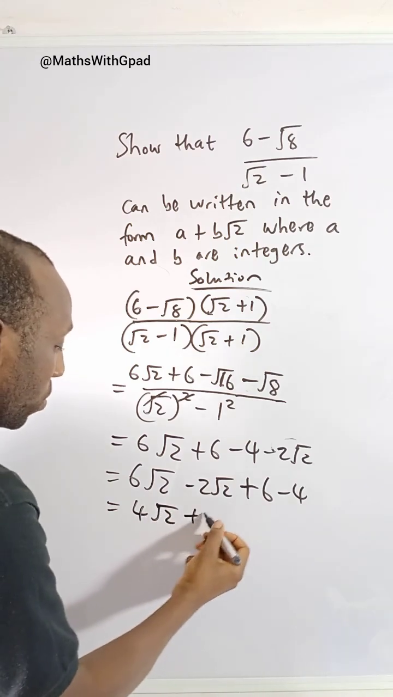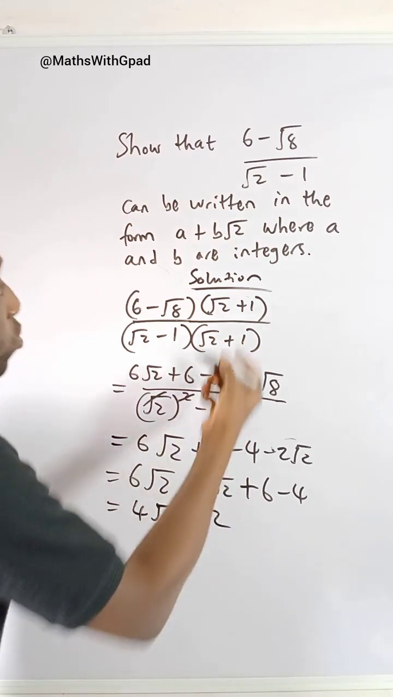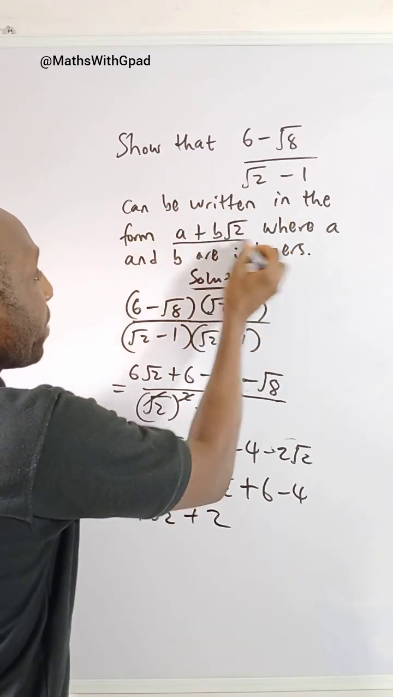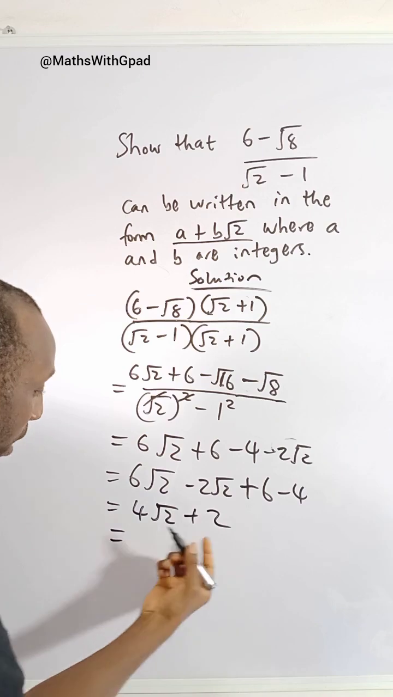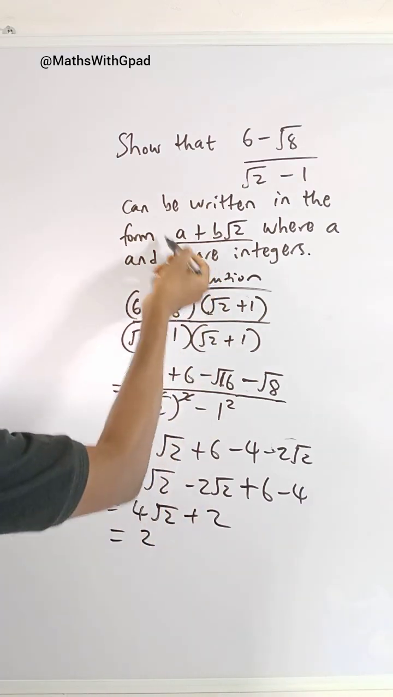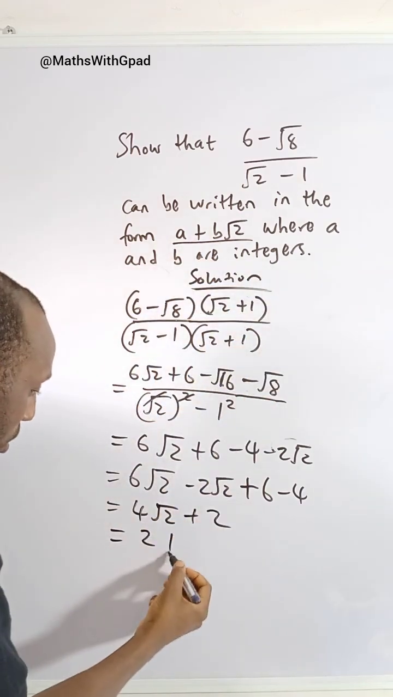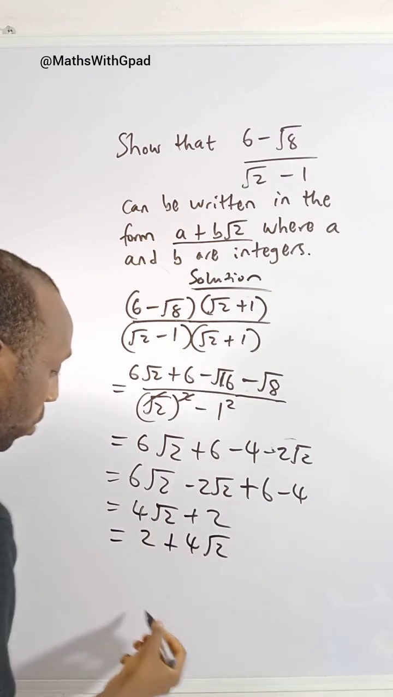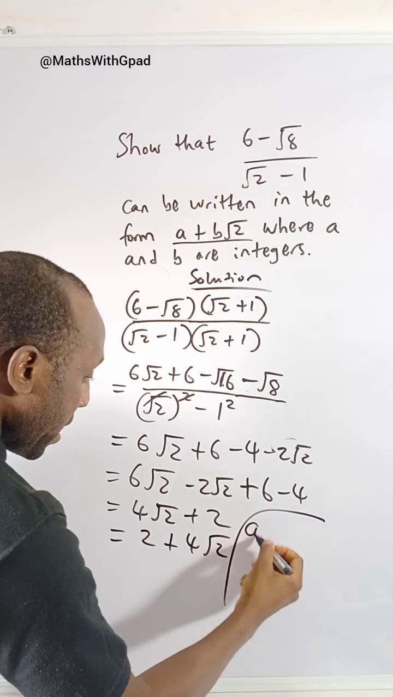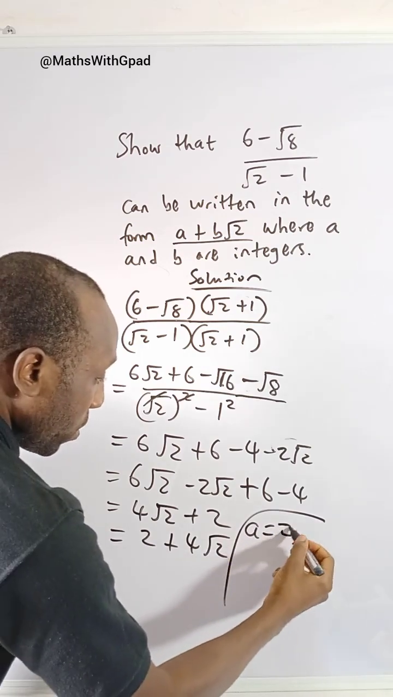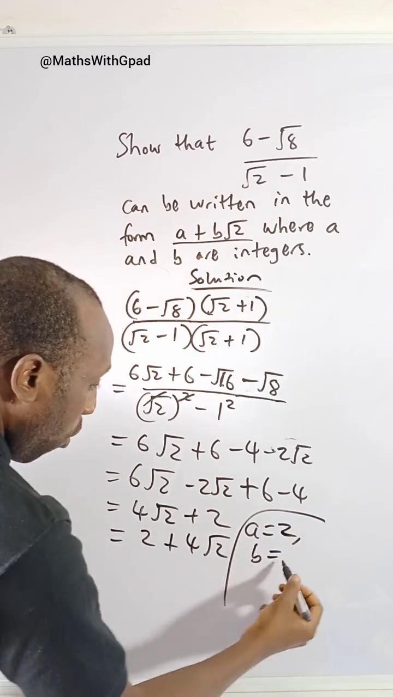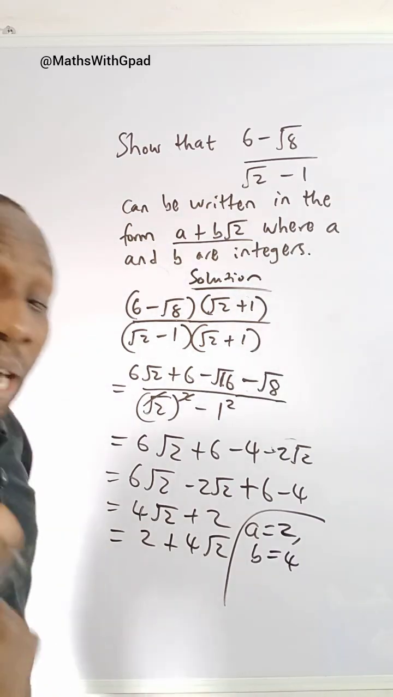6 minus 4 is 2. So this is the result you get when you write it in this form, a plus b root 2. But finally, we'll just write 2 first, because we have a, which is an integer, then plus 4 root 2. So we can say, therefore, that a is 2, and then b is 4. I'll see you in the next video.